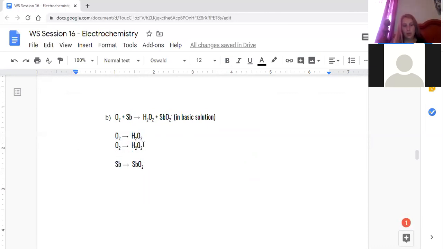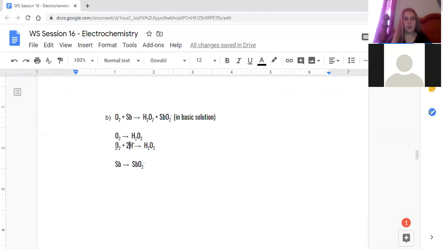So we have 2 oxygen on both sides. We're doing good there. We have 2 hydrogen on this side and on this side. So just like before, we're going to add our H+ ions. We needed 2 of those. Only put 1. So we have 2 H+.